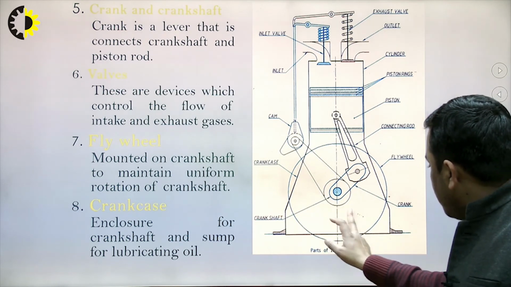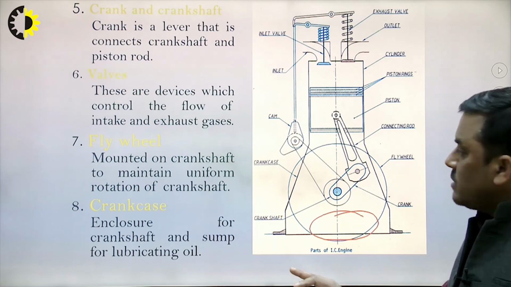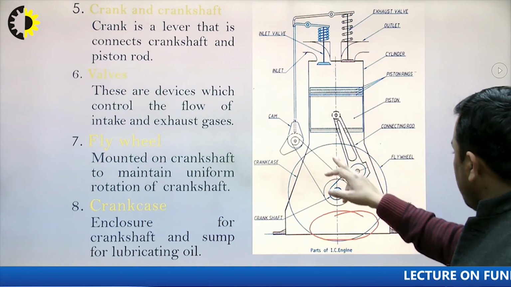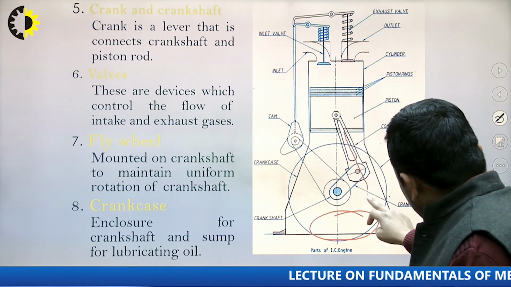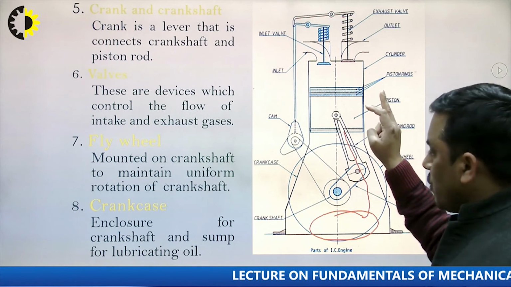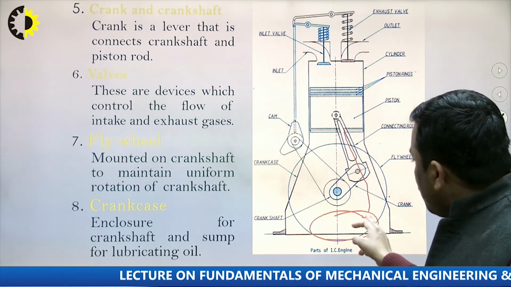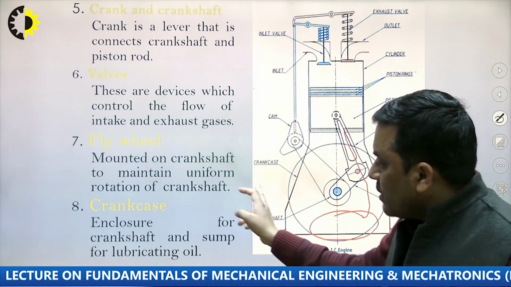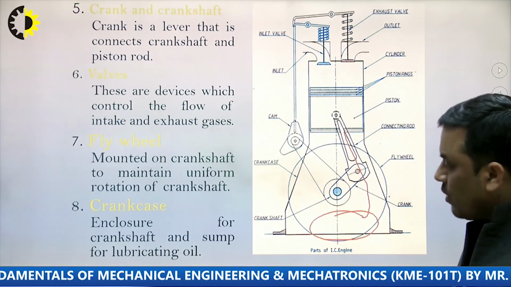Obviously, this is the sump of lubricating oil. The lubricating oil is there for maintaining proper lubrication of the engine. Here the crank rotates, and when the connecting rod comes down, the big end of the connecting rod takes a dip into that sump, gets some lubrication and supplies it to the other parts. So this is the function of the crankcase, the enclosure for the crankshaft and sump for lubricating oil.